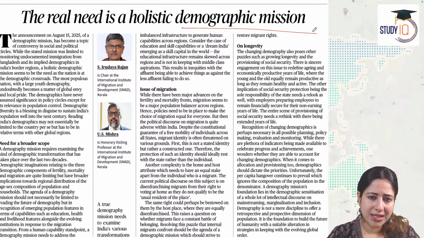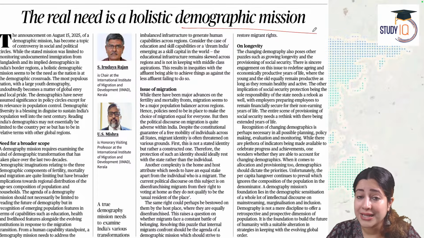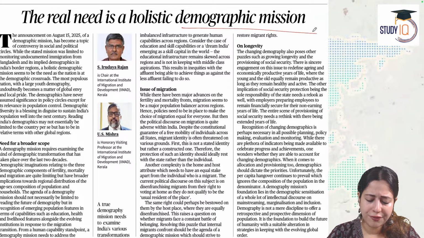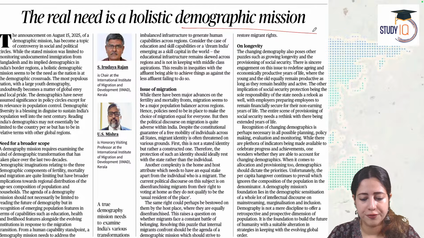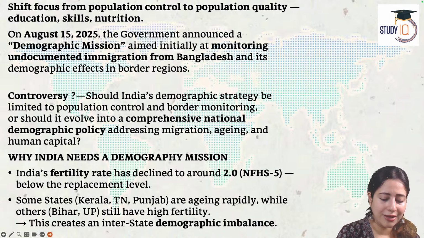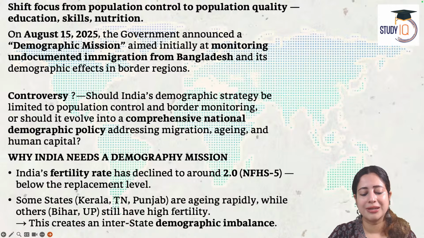Why was it not so well created? Because one, it only gives focus on controlling migration from neighborhood states like Bangladesh and Myanmar. It only talks about controlling the border population, cross-border infiltration, and how to control this. What it fails to talk about is how to utilize demographic dividend for India's growth. What it fails to talk about is why is fertility declining in industrial states and why is it still high in certain backward states. What it fails to talk about is how can we make futuristic policies for today's demographic situation of India. That is the issue here. And therefore, we are analyzing the 2025 demographic mission.